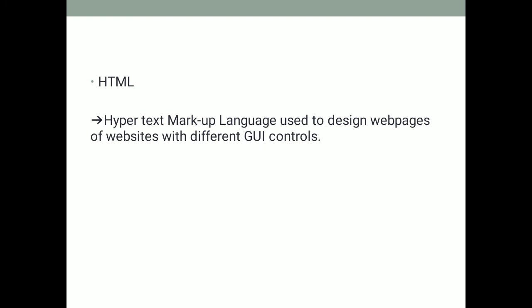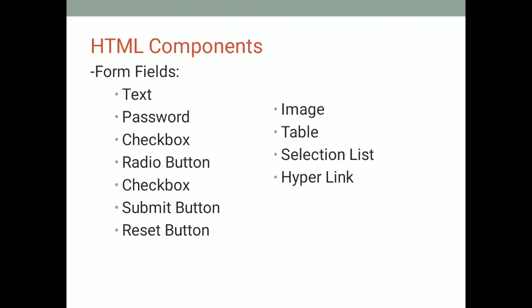So HTML, Hypertext Markup Language, is used to design websites and web pages, as well as GUI controls such as text box, label, button, and form. These are the different elements we can design with HTML. Which components do we mostly prefer during GUI designing? Text, password, checkbox, radio button, submit button, reset button, images, tables, selection list, and hyperlink. These are the most commonly used, about 80 to 90% of the controls in GUI web page designing.